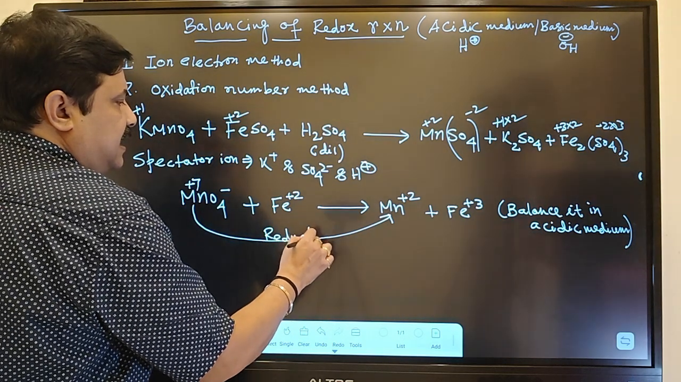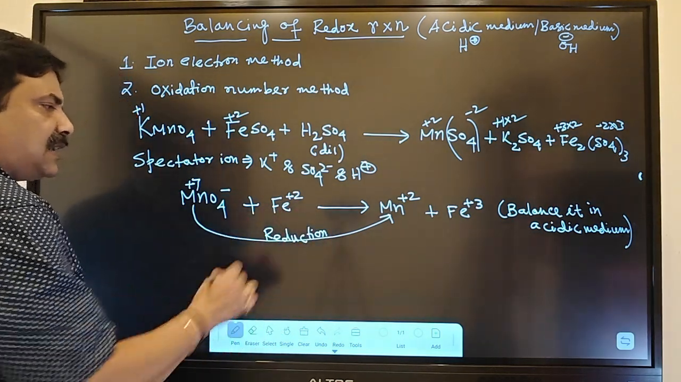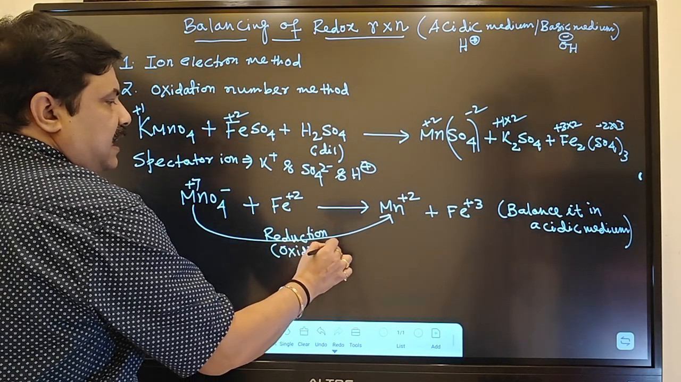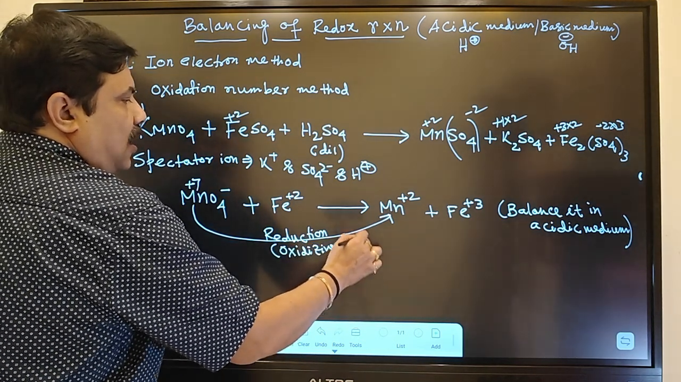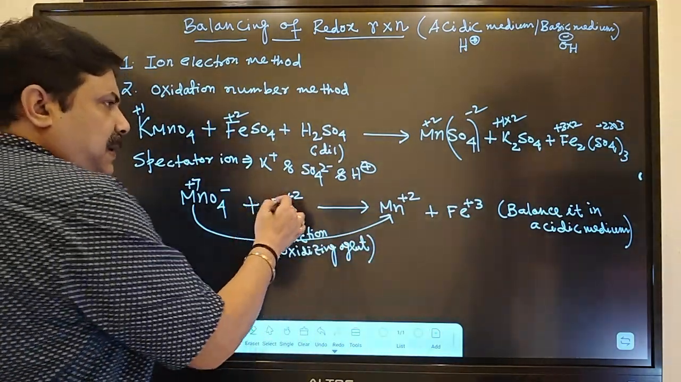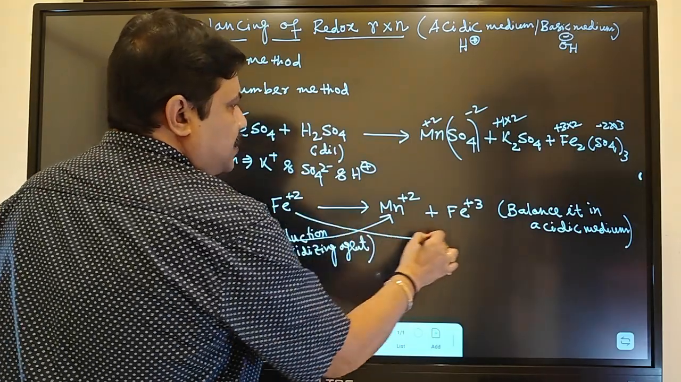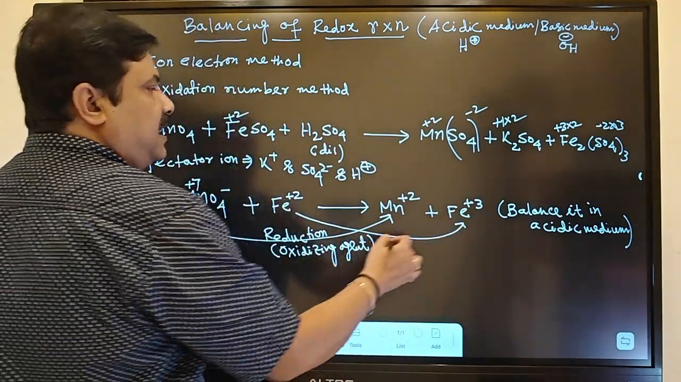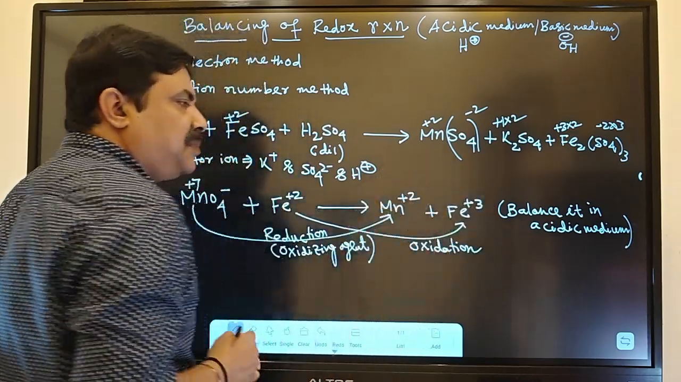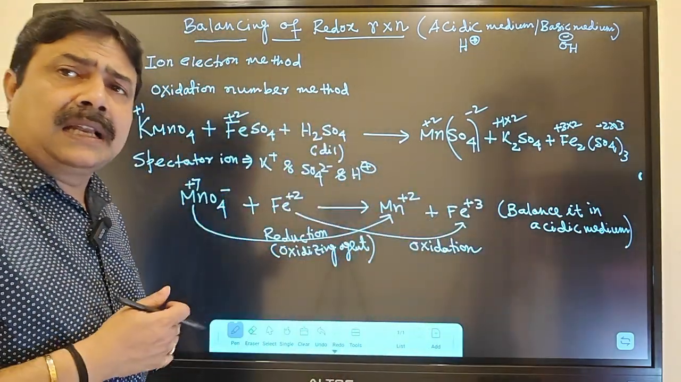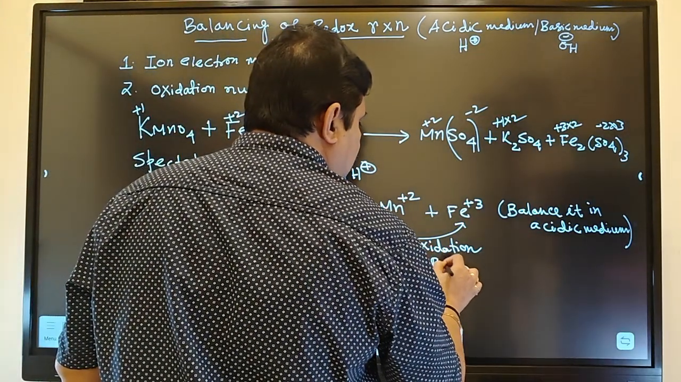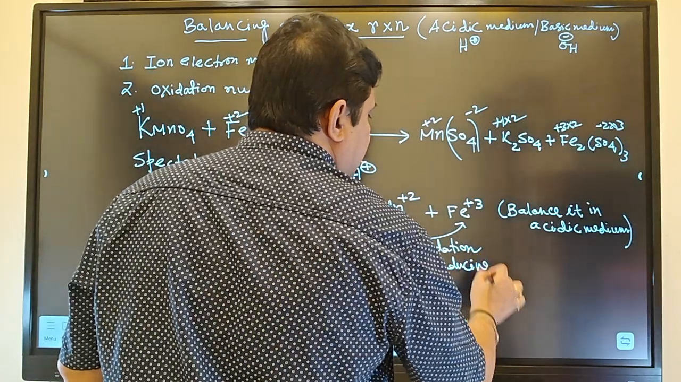Oxidation number is decreasing. The substance which is undergoing reduction will act as an oxidizing agent. That means it will itself go for reduction, but it will oxidize the others by snatching the electrons. Now iron plus 2 is going to iron plus 3, oxidation number is increasing. So that's why it is a case of oxidation. The species undergoing oxidation supplies electrons to the others for their reduction. That's why it is acting as a reducing agent.